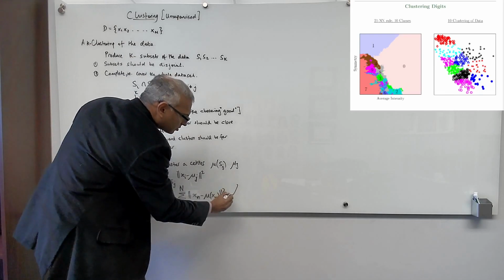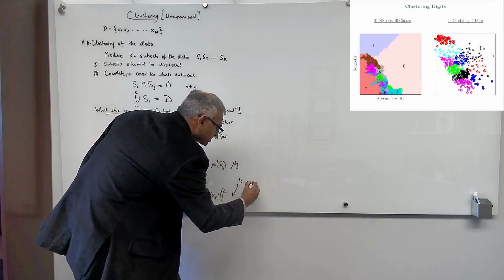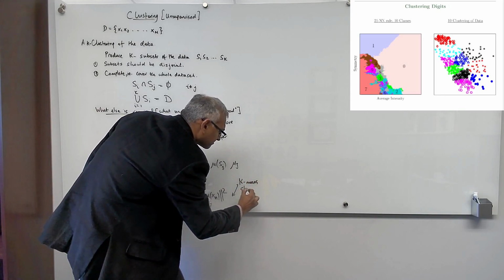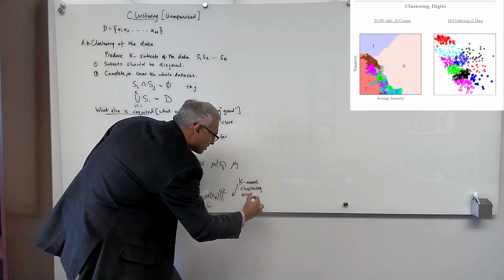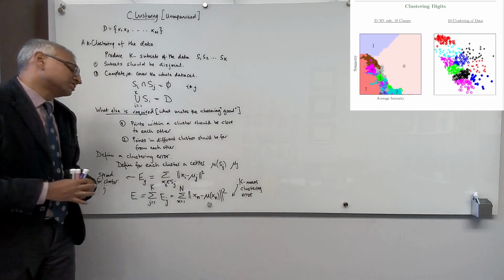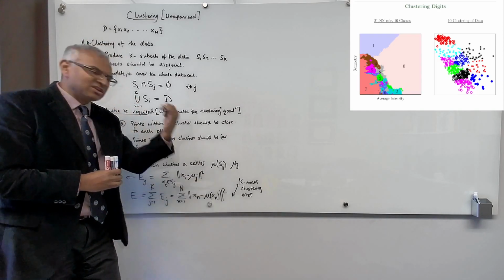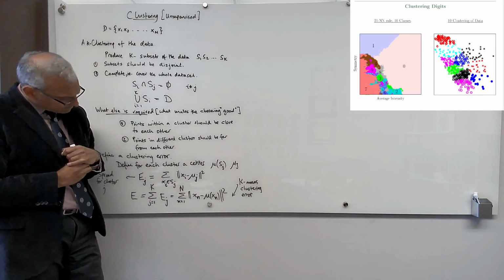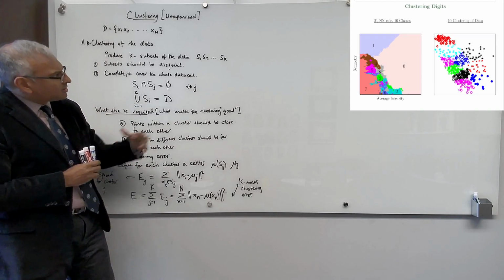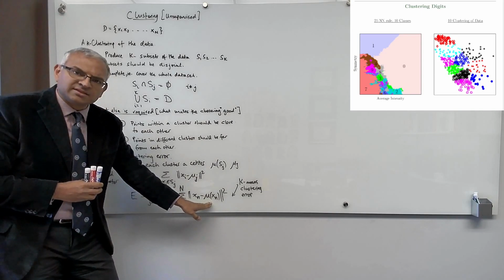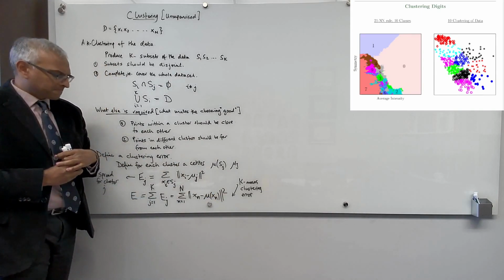This is called the k-means clustering error. It's a famous clustering error. It's basically the sum of squared deviations from your center. And our goal is to find subsets and corresponding centers which minimize the k-means clustering error.